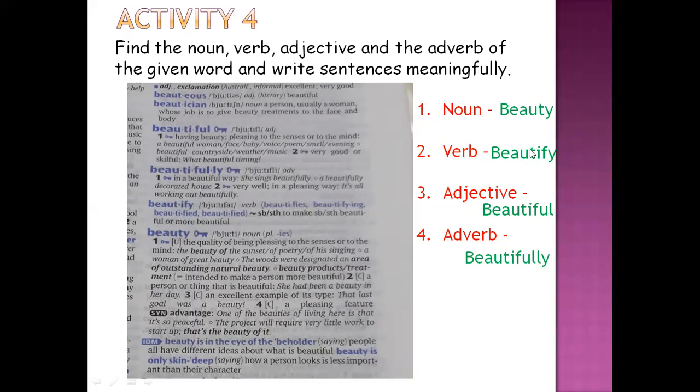Or tiny butterflies beautify the world. Next one, the adjective. You can say she has got a beautiful voice. He has got a beautiful voice. Likewise. Next one, the adverb. You can say she danced beautifully. He performed beautifully. Likewise. So can you write sentences? Try.